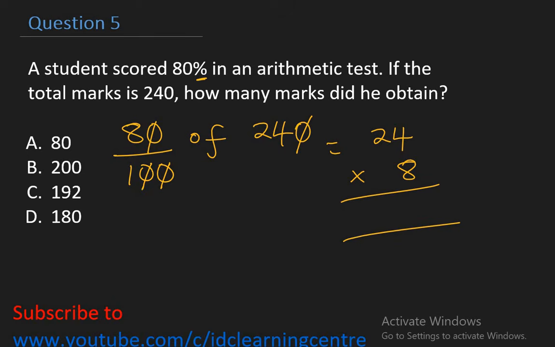8 times 4 is 32. You put 2 down, carry 3. 8 times 2, 16. 16 plus 3, 19. The student got 192. That's the value of what the student got.